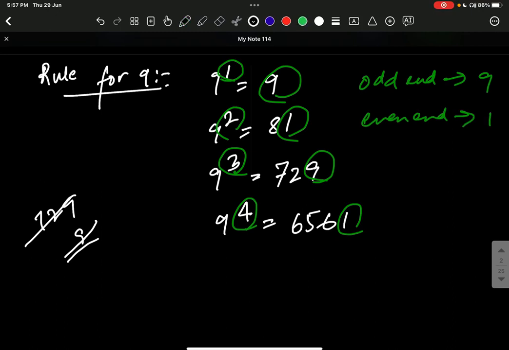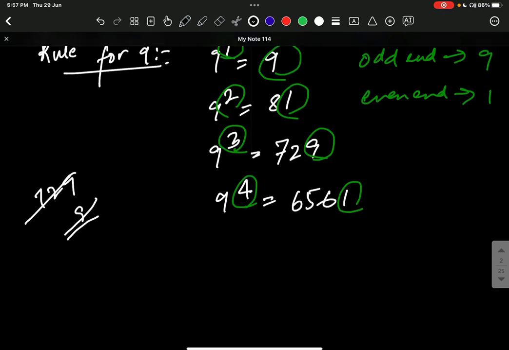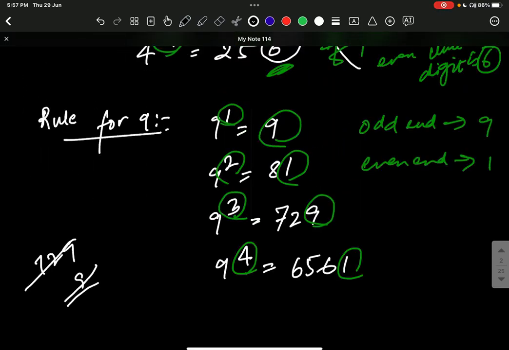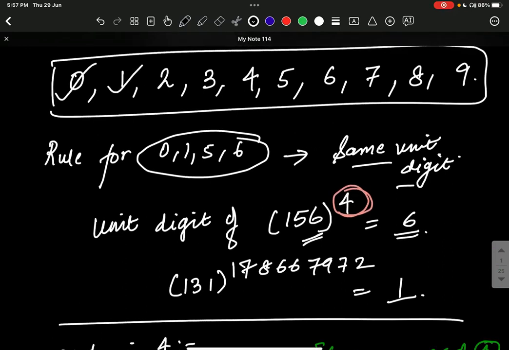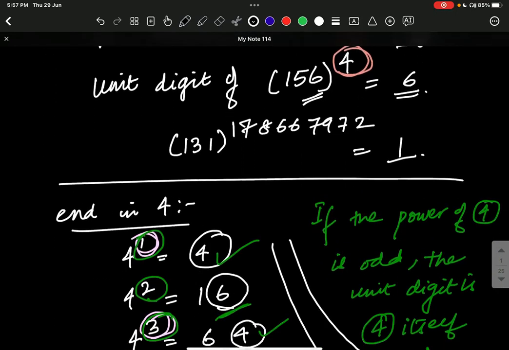I hope you are following. Okay, so this is the rule for 4 and 9, right? Likewise, let's just talk about what we have done. We have done the numbers which are ending with 0, 1, 5, 6, 4 and 9. Now let's just talk about 2, 3, 7 and 8. I think only these digits are left.